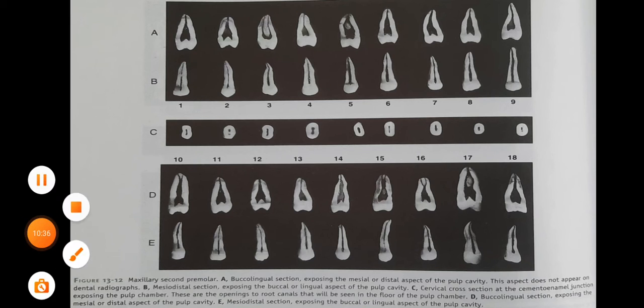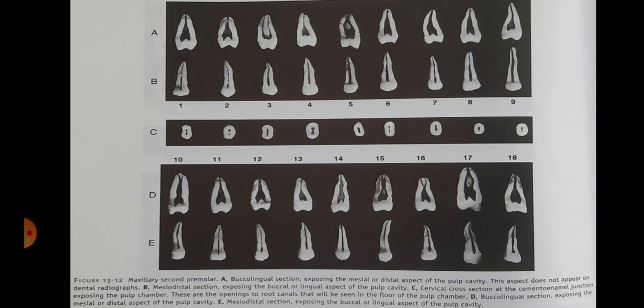The pulp cavity may demonstrate well developed pulp horns. You can see this in figure 13.12 A1, 2, 6, 7 and 8, D10, 11, 12, 14, 16 and 17. Others may have blunted or non-existent pulp horns. You can see this in figure 13.12 A3, 4, 5 and 9, D13, 15 and 18.